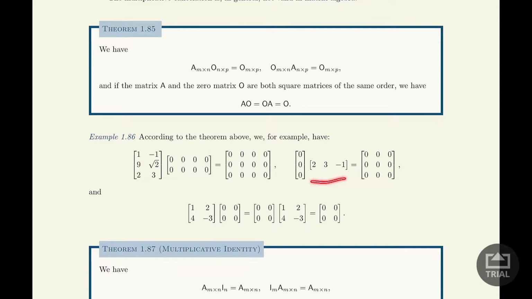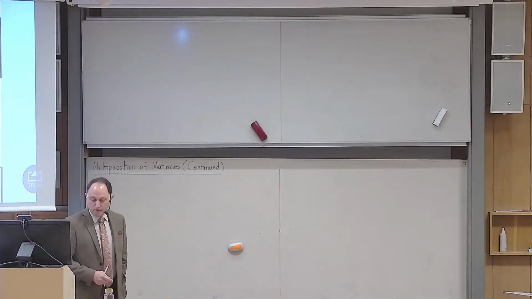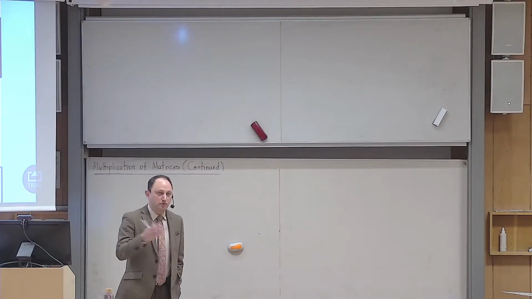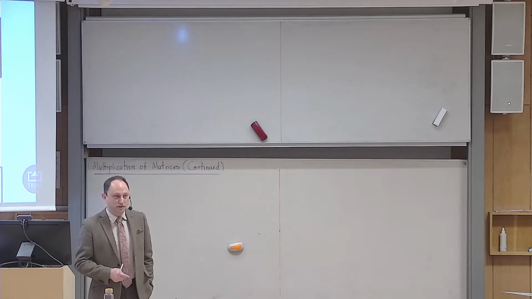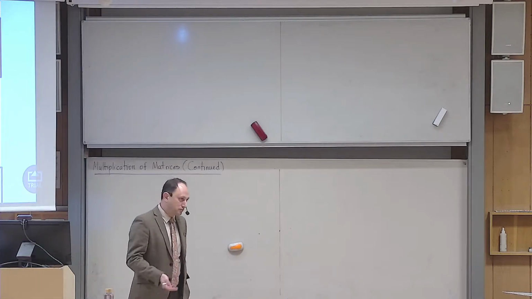So then you can immediately see the other examples. If I want to summarize that, this means that if you have a matrix multiplied by the zero matrix, the answer is the zero matrix if it is possible to multiply it. Yes?